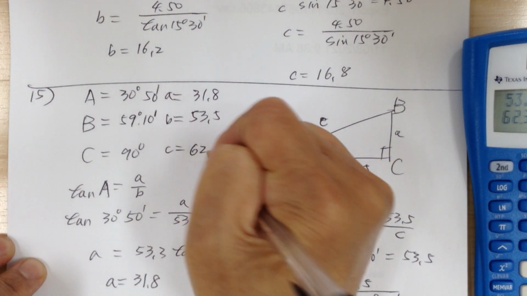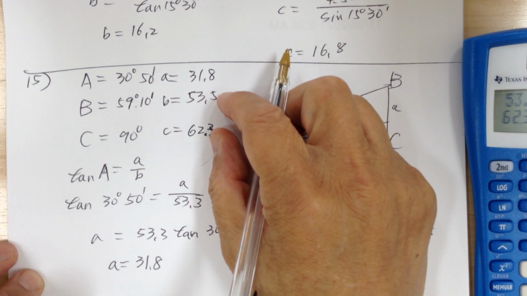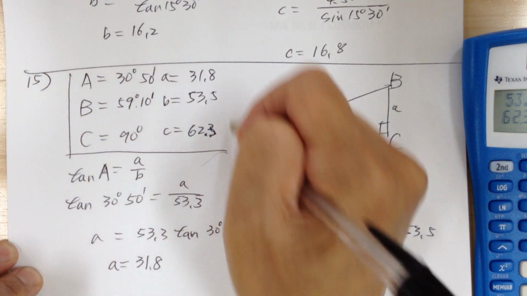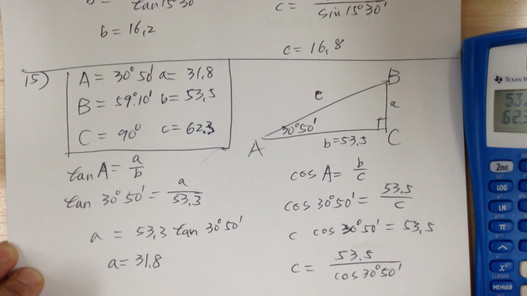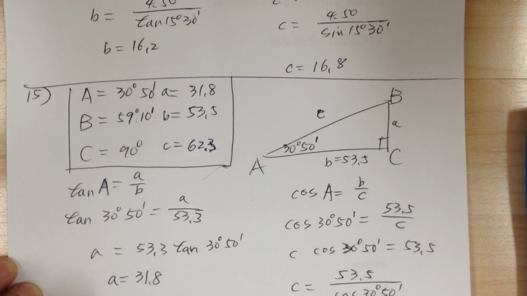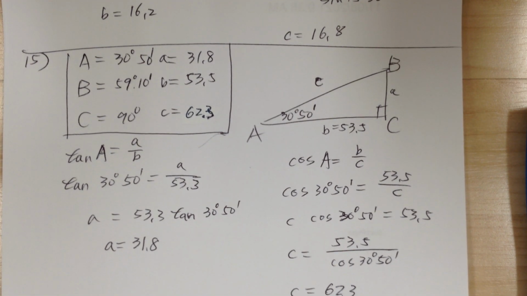So 62.3. Now sometimes your answer may be off slightly, so that's okay. Don't worry about it if the answer is just off very slightly, because sometimes in the book answer they may be using the table instead of the calculator.